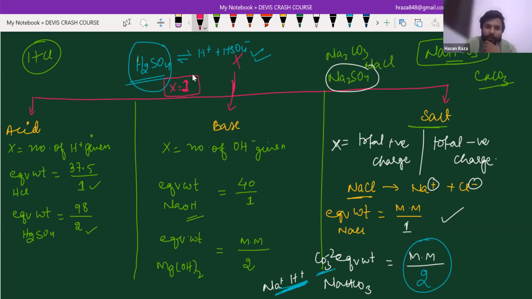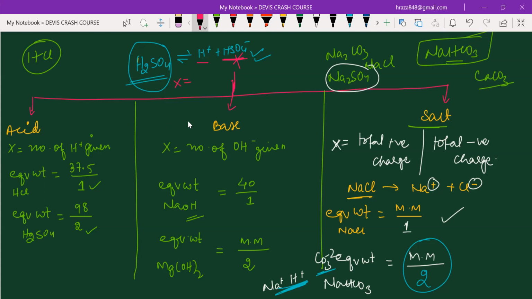No, you are not getting my point. I asked you that for this reaction, H2SO4 is equal to H plus and HSO4 minus. Can you tell me the value of X, valence factor or n-factor? It should be 2H plus, right? If you balance it.